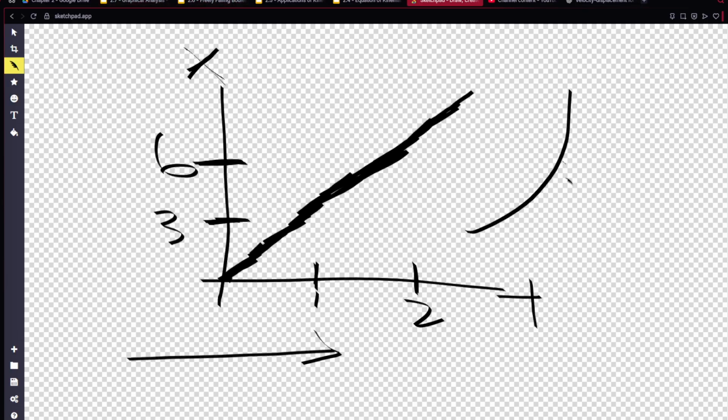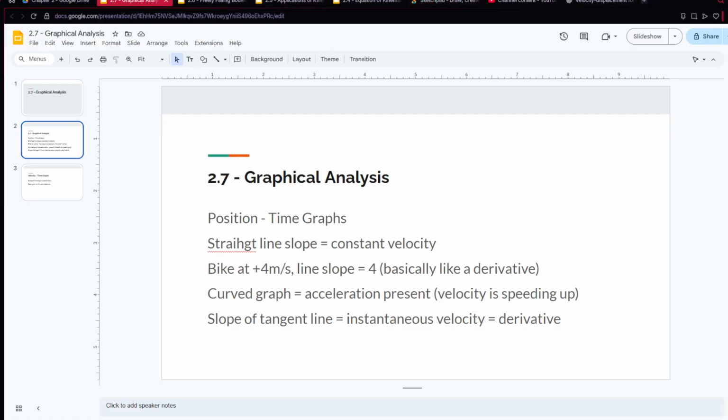If it curves upwards, that means the position is changing way quicker as time is slightly changing. So this rate of change, if we use the slope formula, will be way smaller than this rate of change, which means that we are going a lot faster here because our position is changing while our delta x is getting smaller and smaller.